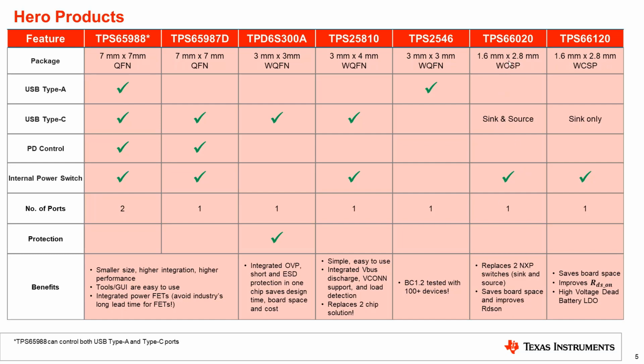Finally, we have our portfolio of power paths, which is the TPS66020 and the TPS66120. The TPS66020 integrates both the sink and source load switch. So there's a high voltage sink load switch, as well as a 5-volt only source load switch in this part. This pairs with any PD controller on the market and will still allow you to have the benefits of the TI power path performance and protection in your system. On the other hand, the TPS66120 is a sink only load switch, so it just has the high voltage sink load switch. So no matter what your USB requirements are, there's a product here that could meet your needs.